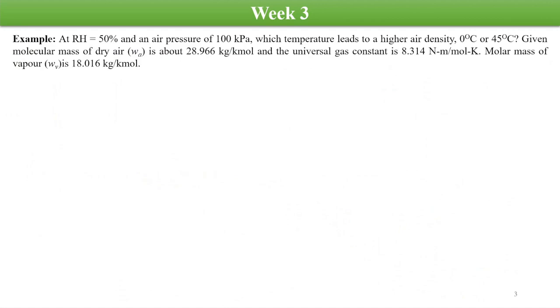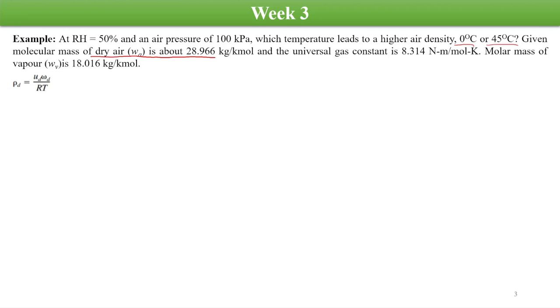So with this, we move on to the next example, which says that at relative density of 50% and an air pressure of 100 kPa, which temperature leads to higher air density, either 0 degrees centigrade or 45 degrees centigrade. Okay, and the data which is given here is the molecular mass of dry air, WA, sometimes called WD, 28.966 kilogram per kilomole, and universal gas constant, molar mass of the vapor, that is WB. So these three things are given.